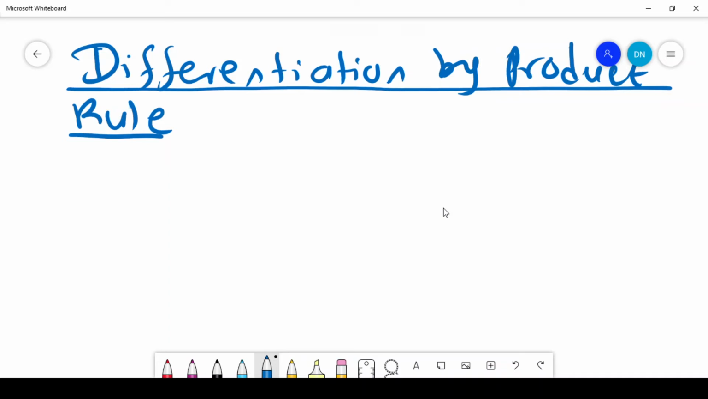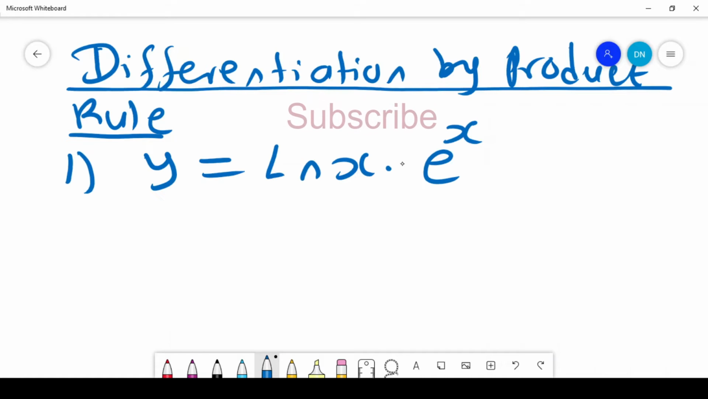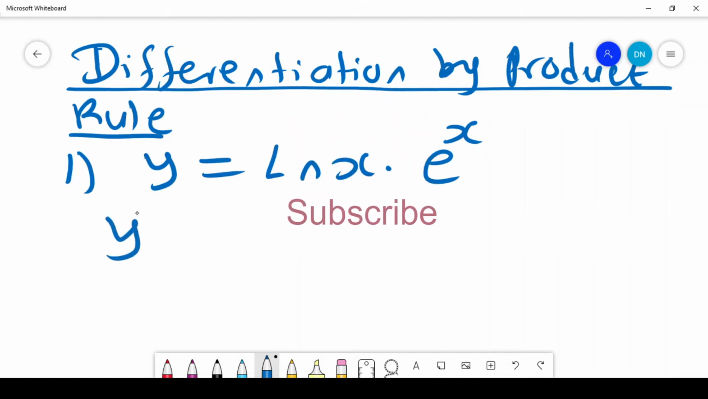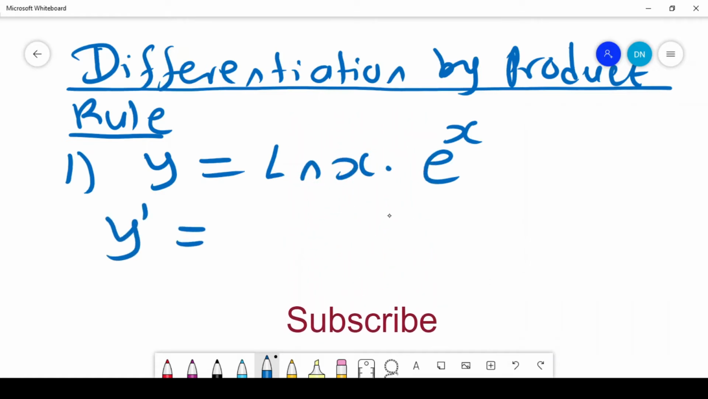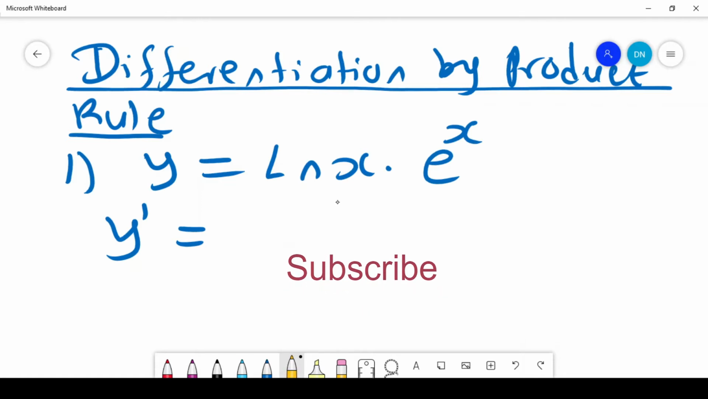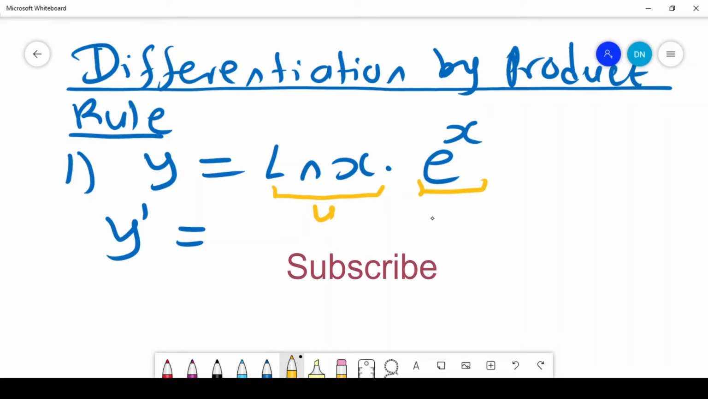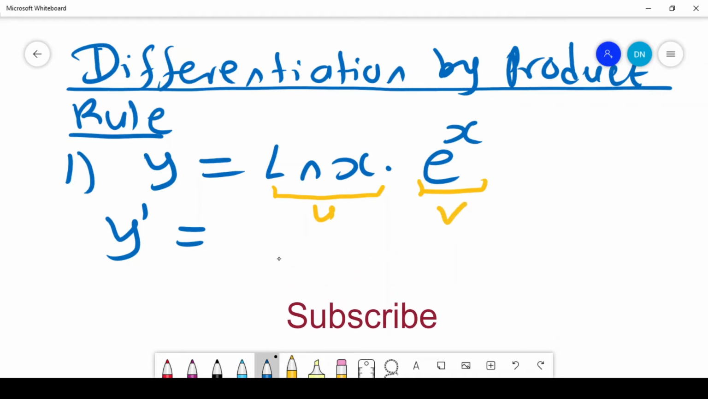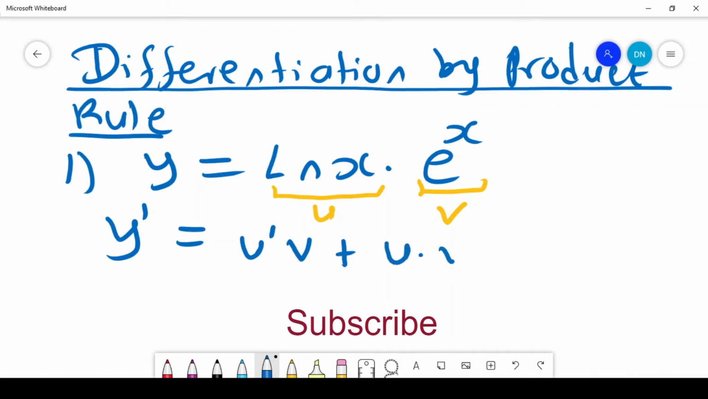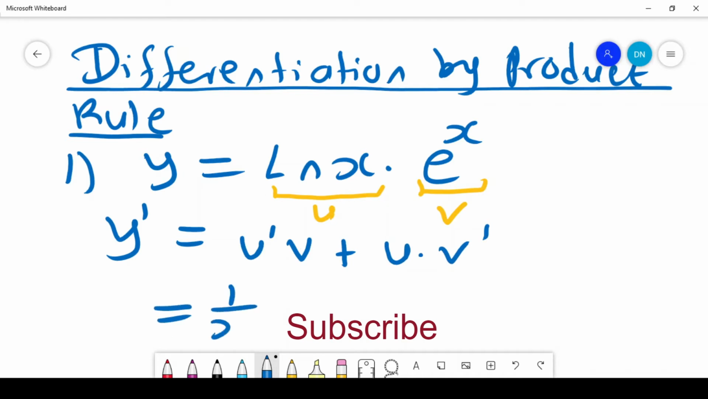We consider the product rule method of differentiation, and I want to get the first derivative of that. So what does the product rule say? It says that I itemize my variables in terms of u and v. So what do I do? I differentiate u, I keep v constant, and then I keep u constant, and then I differentiate v. So in this case, I differentiate ln of x, which will give me 1 over x.